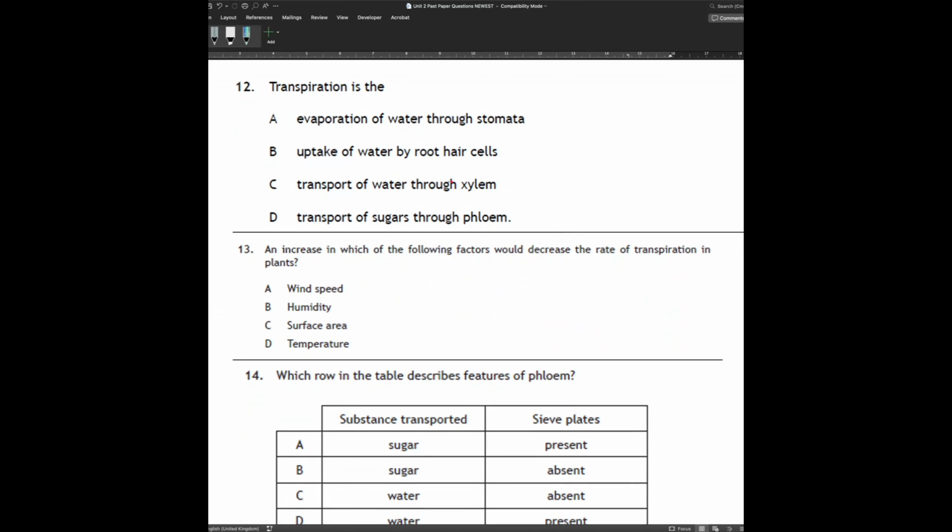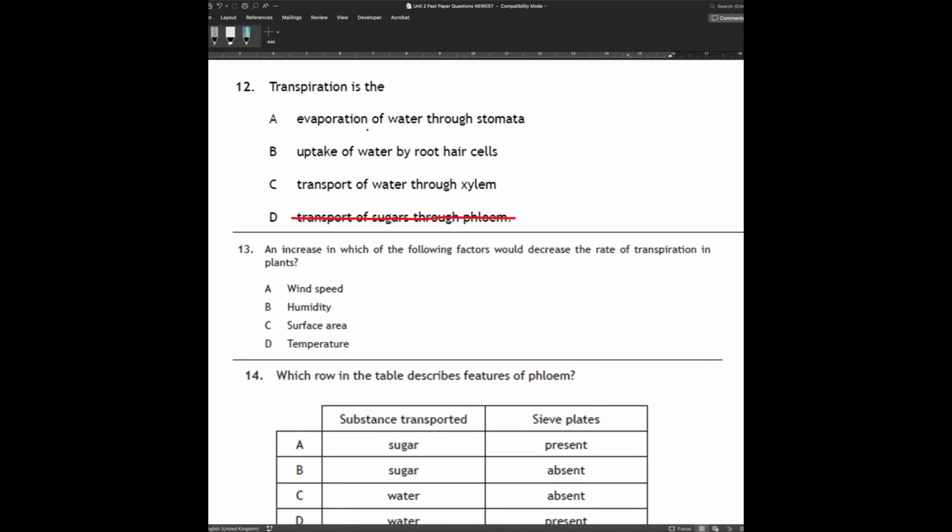Okay, question 12. Transpiration is? Now, is transpiration the evaporation of water through the stomata? That sounds familiar, but let's look at the other answers. Is it the uptake of water by the root hair cells? I think that's part of it, but I don't think that's the whole thing. Is it the transport of water through the xylem? Well, again, I think that's part of it, but it's not necessarily the whole thing. And the transport of sugars through the phloem. Okay, so it's definitely not that. It's to do with water. Okay, so we can get rid of D.